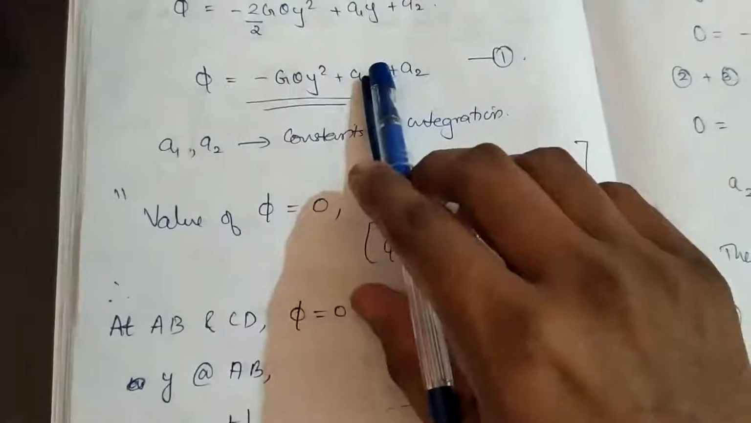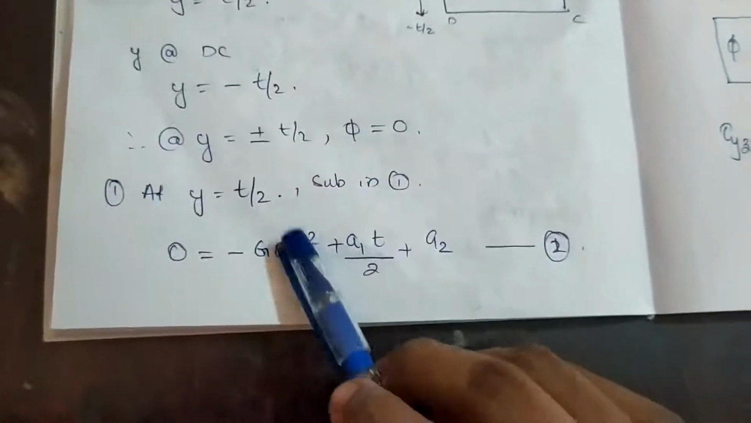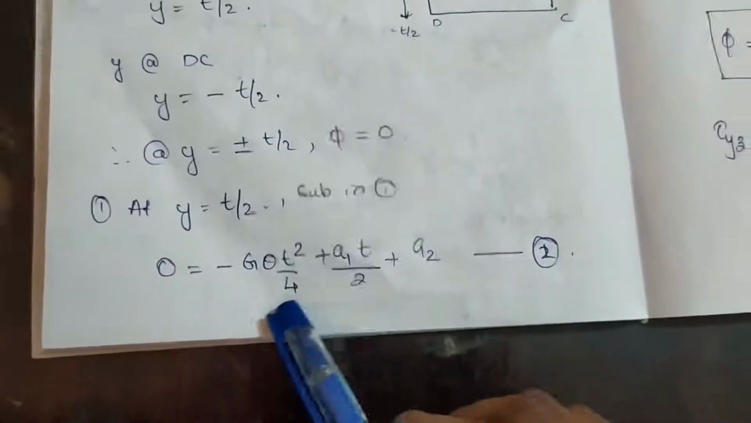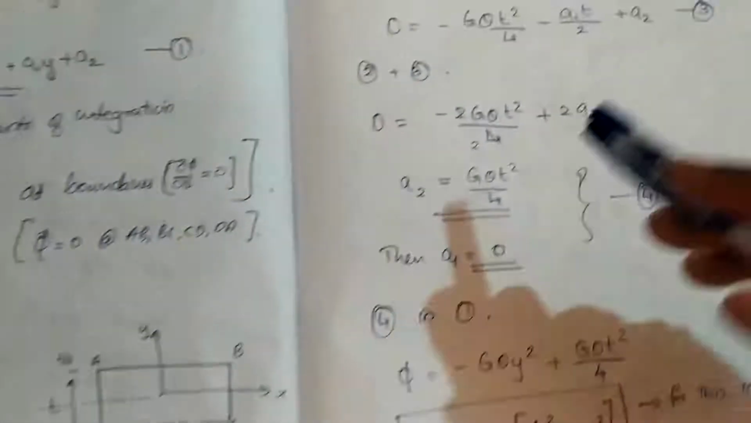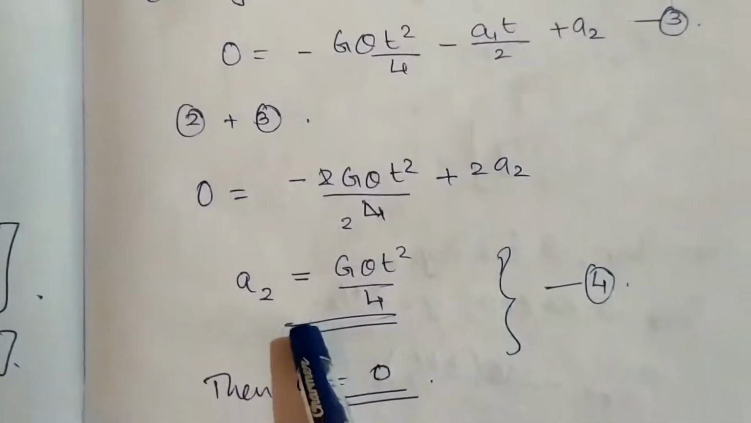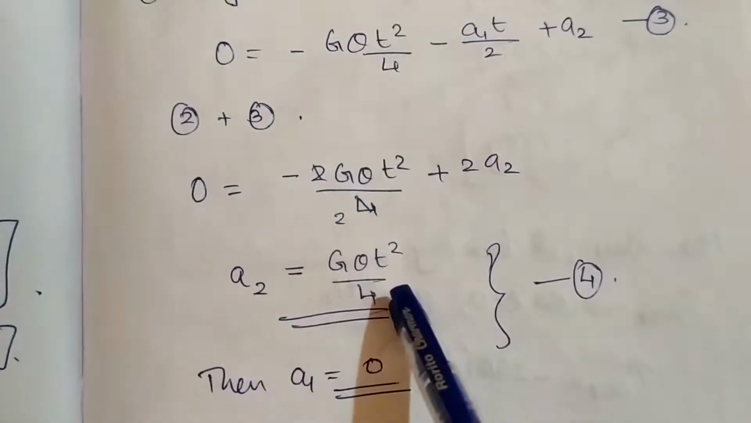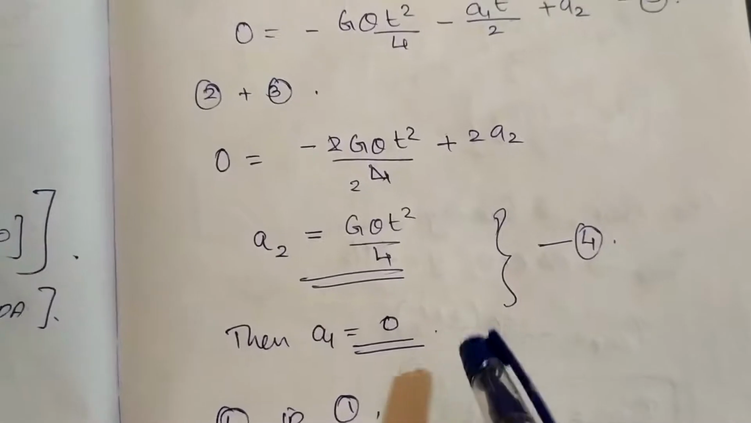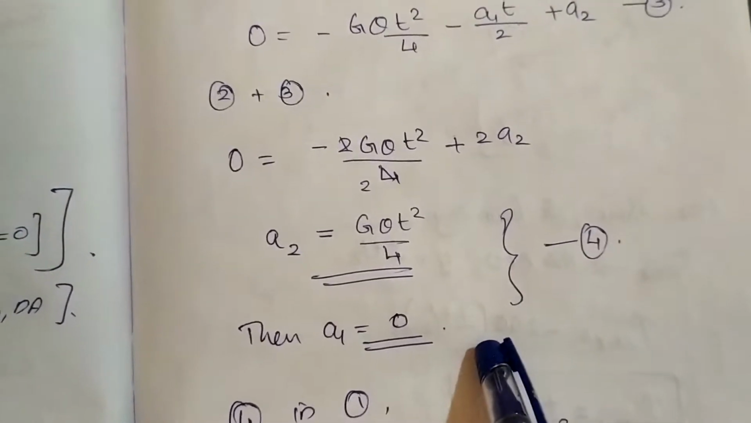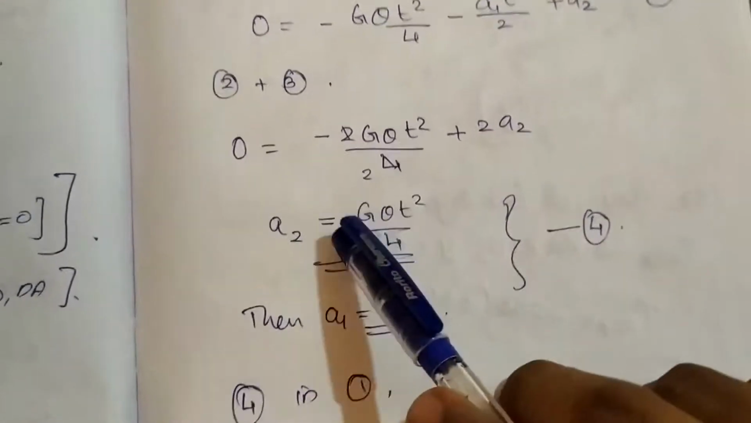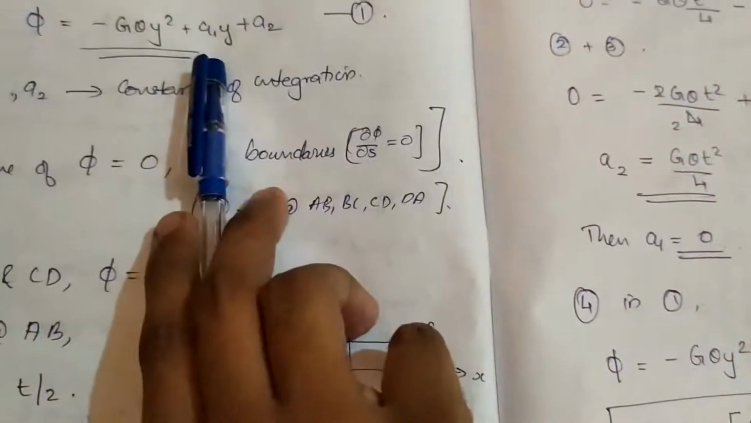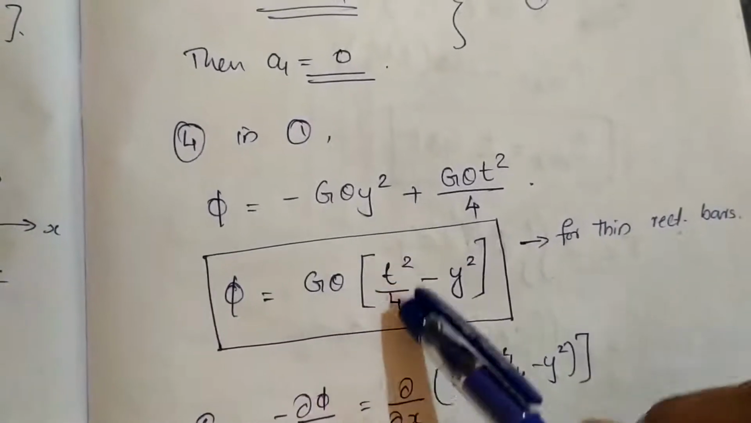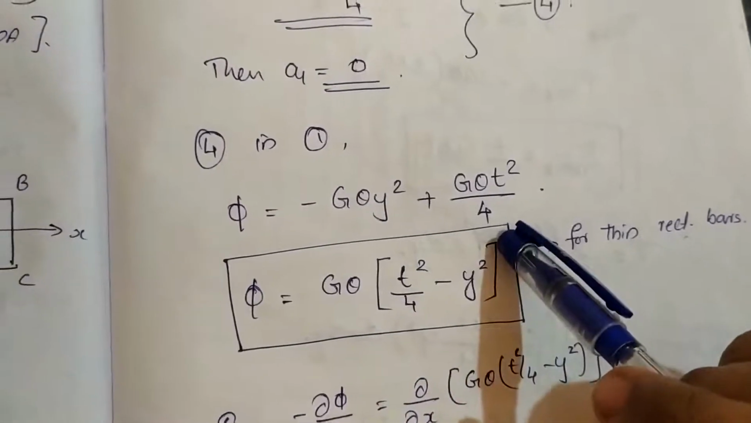Substitute in this equation, then you will get, for y equal to t by 2, this equation, and from there you will get a2 equal to G theta t square by 4 and a1 equal to 0. So you got this equation. Fine. You put these two values in the first equation and you will get the values of the constants, and phi as G theta into t square by 4 minus y square.